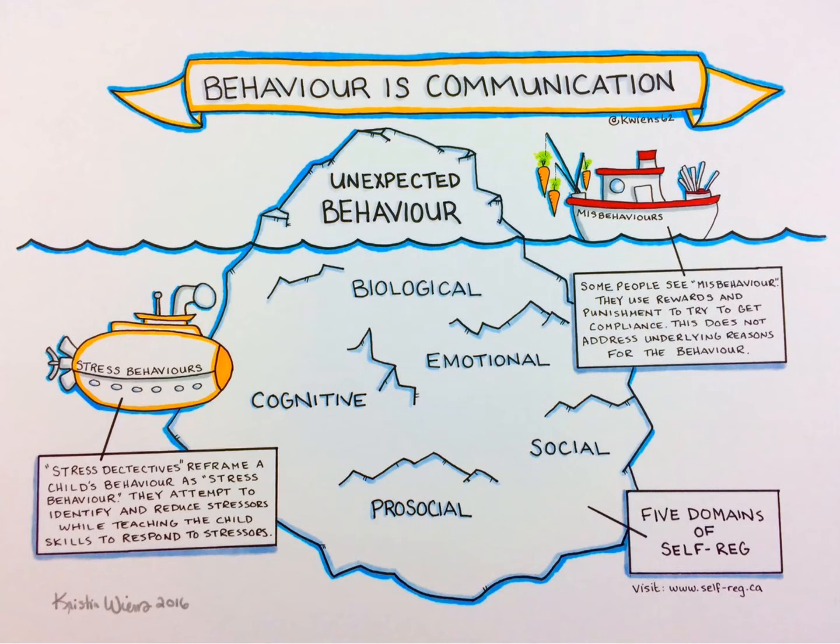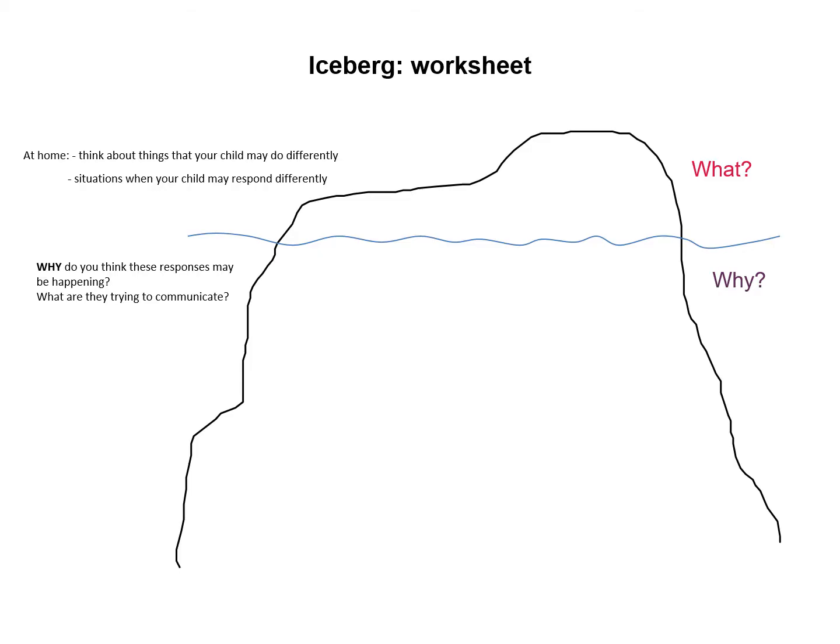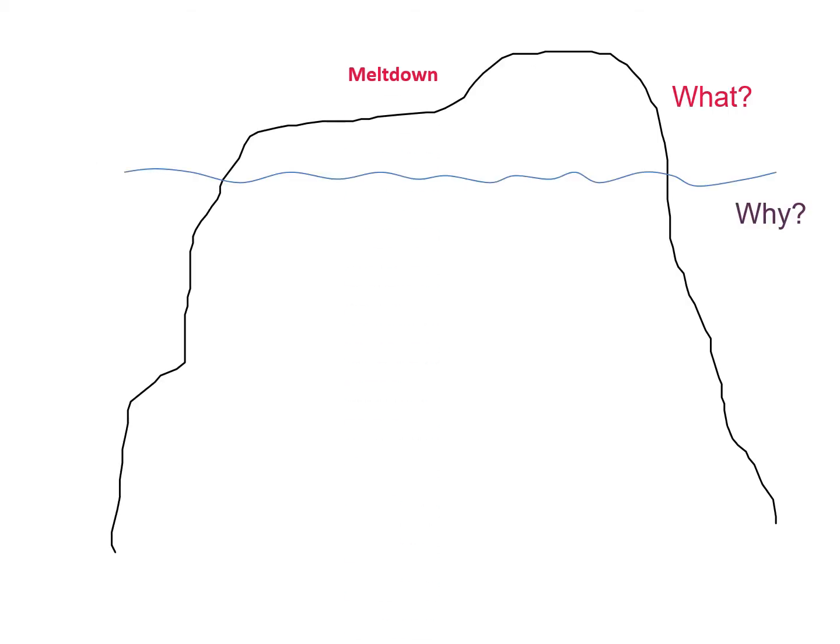So we're going to work through a model together. So on the screen is a picture of an iceberg. And let's think about some behaviours that a child with autism might be displaying. So they might have a meltdown, might be screaming, crying, or frozen to the spot, or shouting.